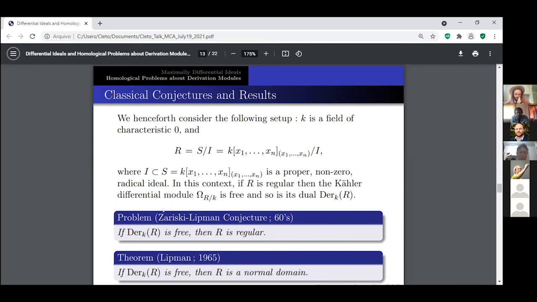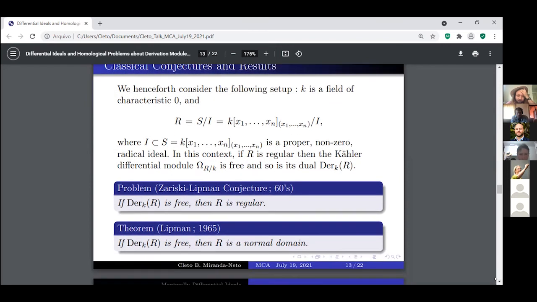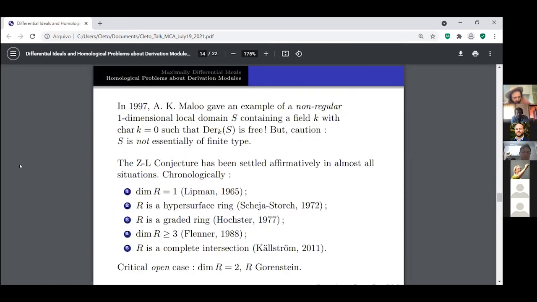And the problem raised by Zariski and Lipman in the mid-60s is: does the converse hold? This was, by the way, the topic of Lipman's PhD thesis under Zariski. Lipman gave this answer partially. He was able to prove that under this hypothesis, R is at least a normal domain. In particular, Lipman settled affirmatively the case of curves, right? Okay, so this problem is interesting.